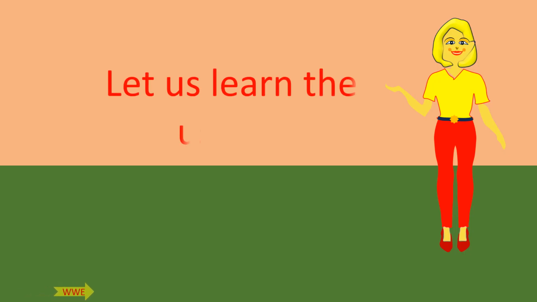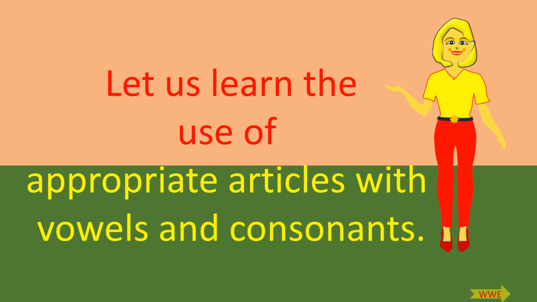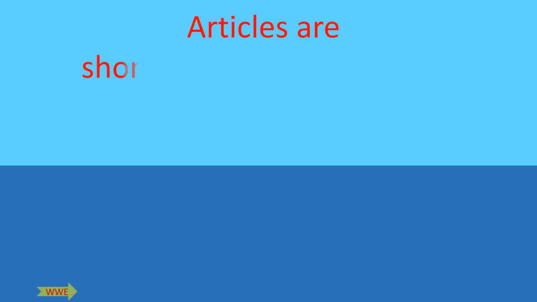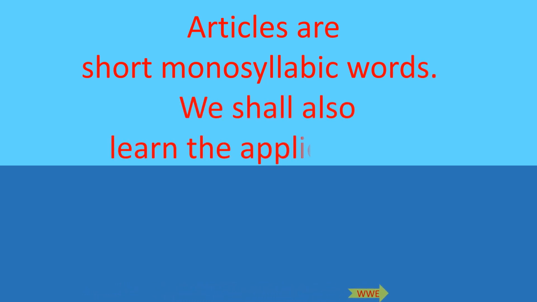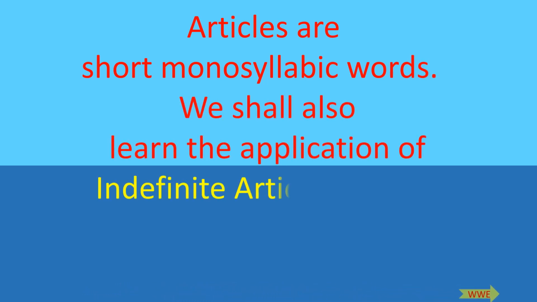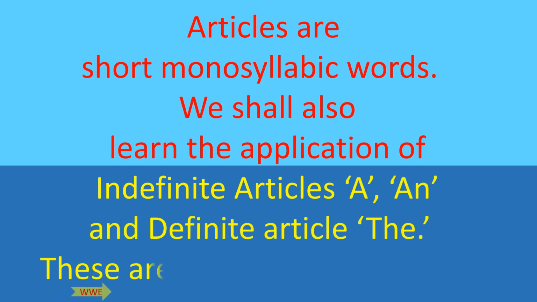Hello friends, myself Ruby. Let us learn the use of appropriate articles with vowels and consonants. Articles are short monosyllabic words. We shall also learn the application of indefinite articles A and an, and definite article the. These are used before the nouns.